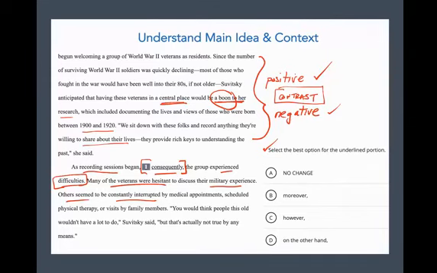Is that consequently? No. Consequently is cause and effect. As a consequence, the first idea is the reason for the second idea. Moreover, this is an additional, right? More of the same. So in addition is not what I want. Something shifted here. Something changed from positive to negative.